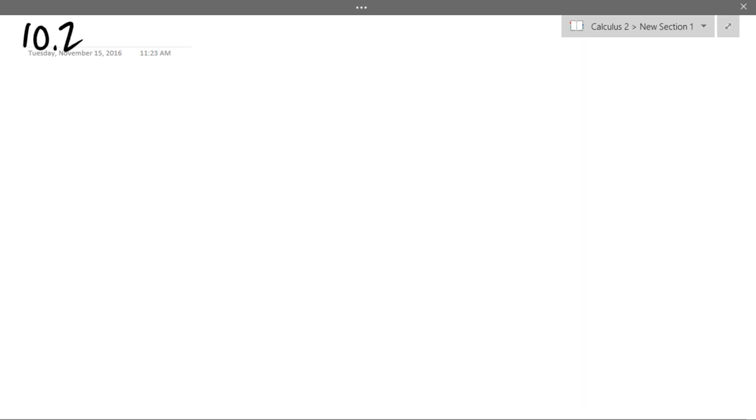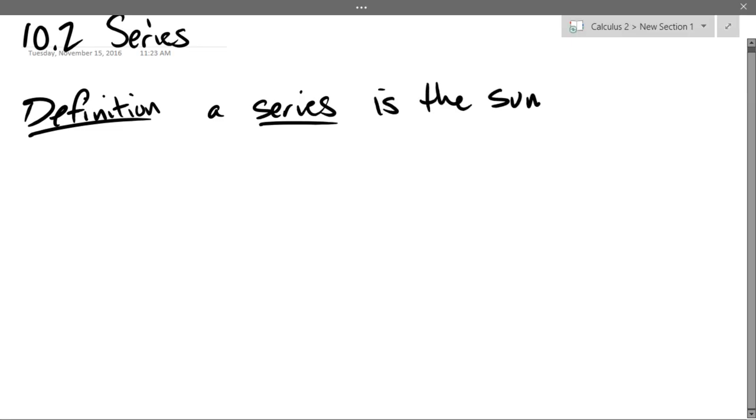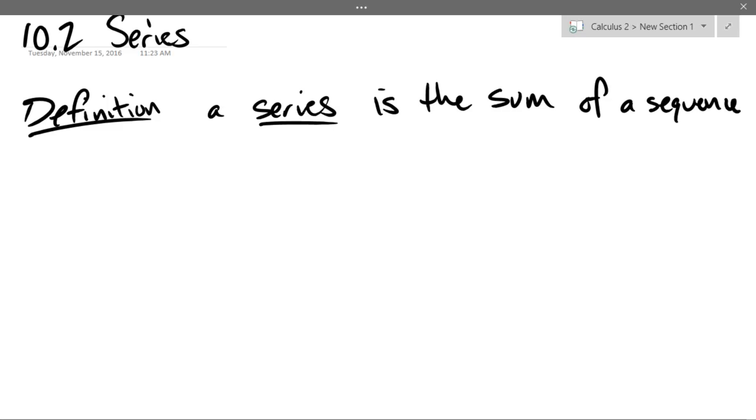So this is series. We'll start with the definition. A series is the sum of a sequence. Sequences and series are super similar. The only difference is that in a series, you add up all the terms in your sequence. This only really becomes challenging for infinite sequences, when you want to know what the sum is. That is where we'll spend most of our time: adding up an infinite number of terms and figuring out when that gives us a number and when it does not.